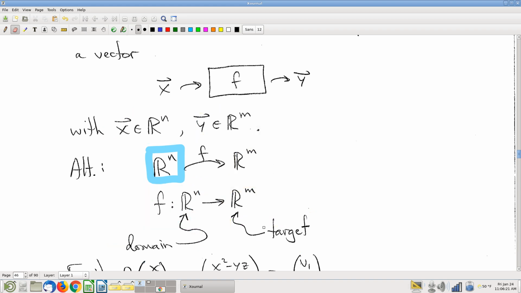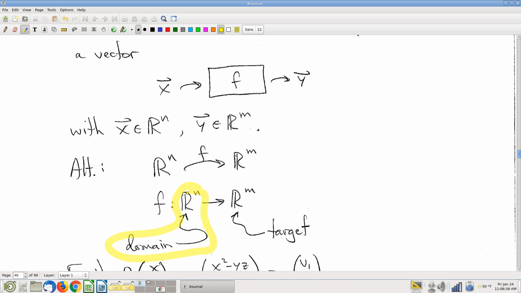So you'll see this notation all the time. If you see f colon Rn to Rm, all that's saying is, look, I've got a function. The name of this function is f. It has n input variables. It has m output variables. That's all it's saying. Okay. Little terminology.